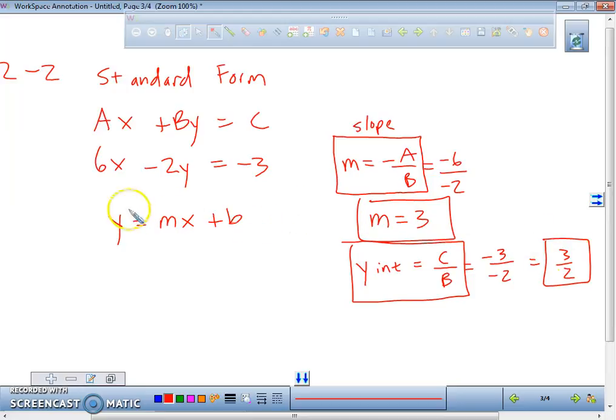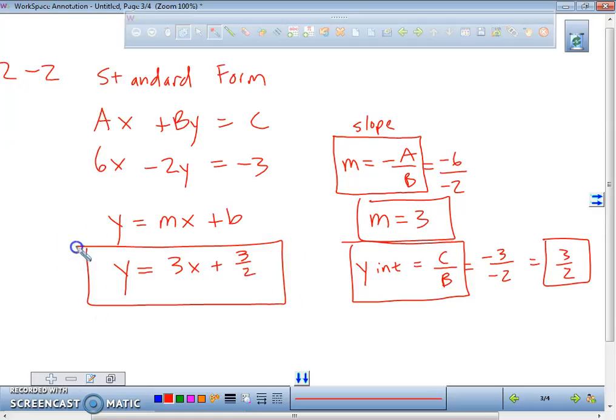Now we can change it, and everybody knows this, right? This is your slope-intercept form. So now we can write our equation in slope-intercept form. What did we find as our m value? 3. We put 3 in this. Plus. What did we find as our b value, or y-intercept? 3 over 2. So this right here, everybody, would be your equation in slope-intercept form if I gave you the standard form and I said, please convert it to slope-intercept. Okay? Using the shortcut of dealing with your -a over b and also with c divided by b.